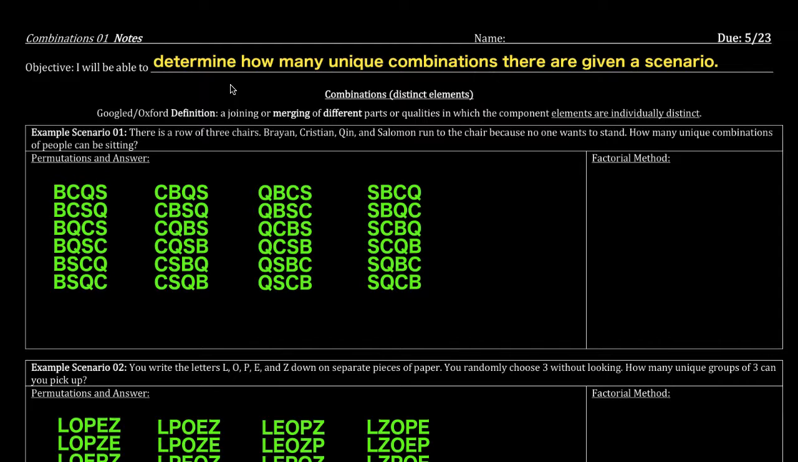So here we go. We will be able to determine how many unique combinations there are given a scenario. Okay, so combinations. We have to understand what this is. So here's the Googled definition: adjoining or merging. So a merging of different parts, in which the elements are distinct. So it's easier just to actually show you what it is.